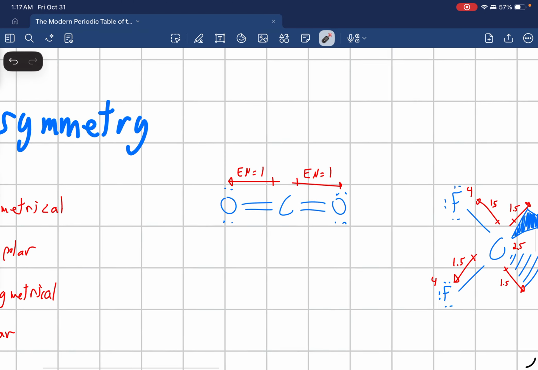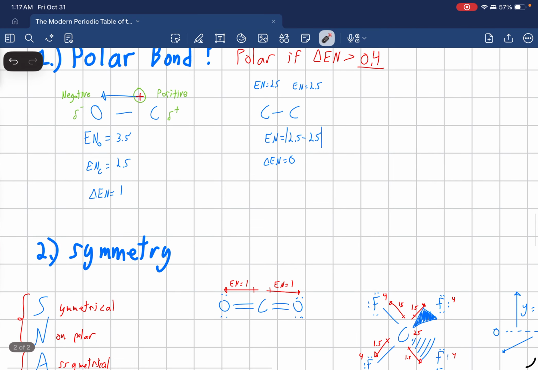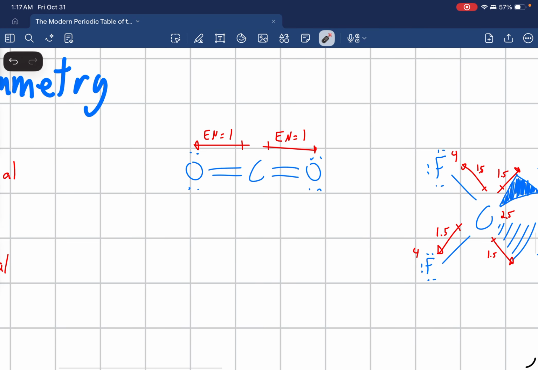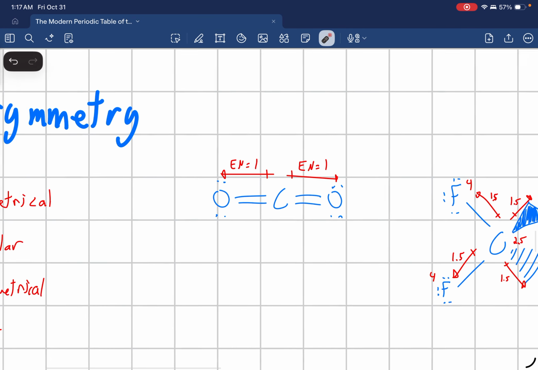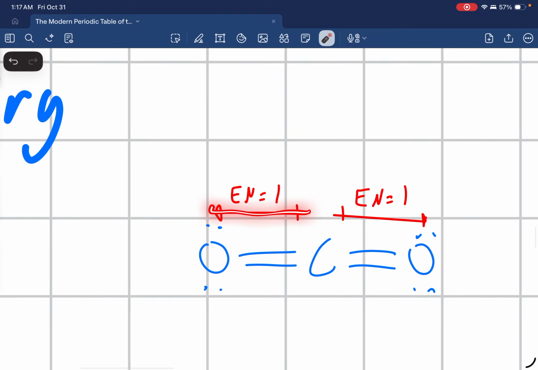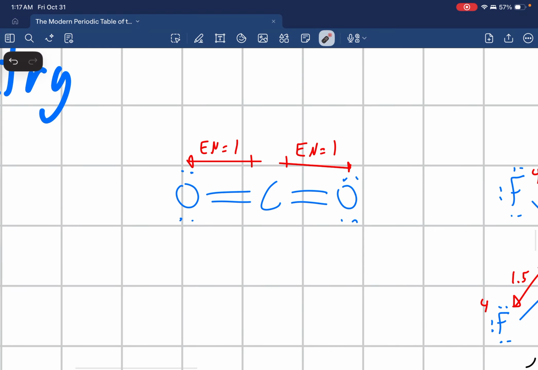So if we take the carbon and oxygen bond that we were looking at up here and bring it down and look at its symmetry in an actual molecule, carbon dioxide, we see that we already got the electronegativity difference of 1, and we can draw those little arrows as we already have here. You can see that they're going in opposite directions, which is super important, but they're also equal.